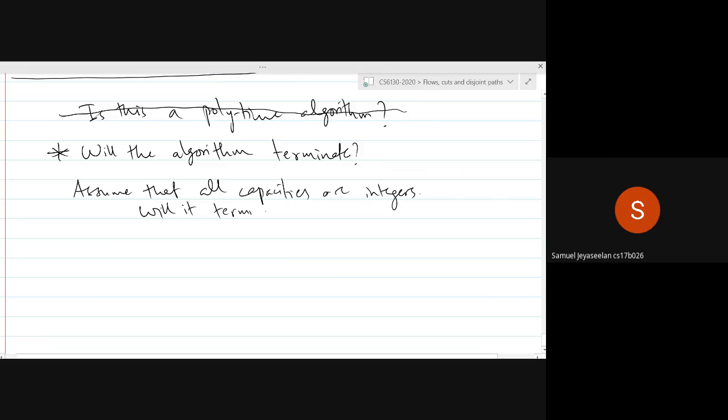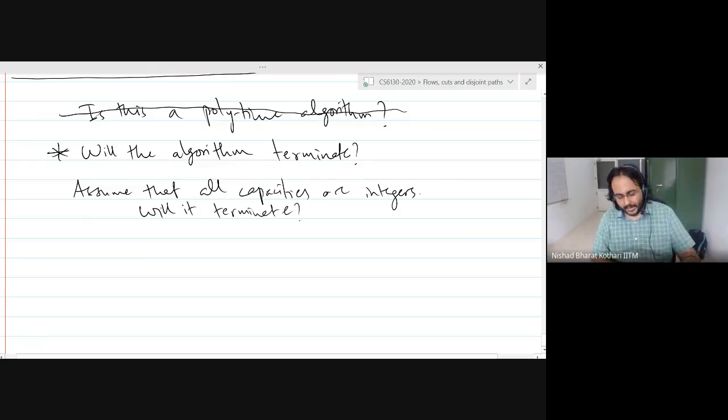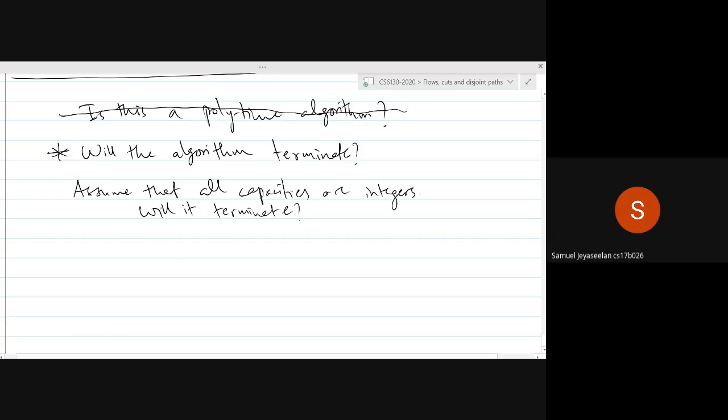Yes. Why? Because every time you find an F-incrementing path, you're increasing the value of the flow. So it increases by at least one. And we can bound the maximum flow by the sum of the capacities of the outgoing arcs from S. Right. Okay.